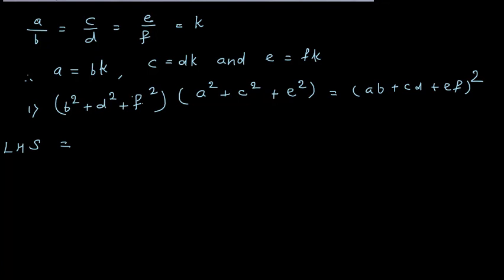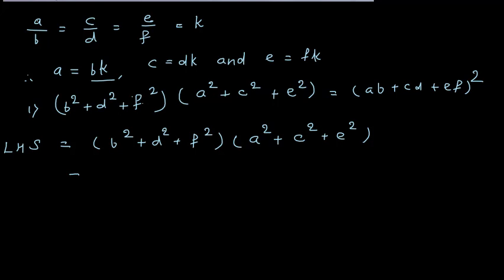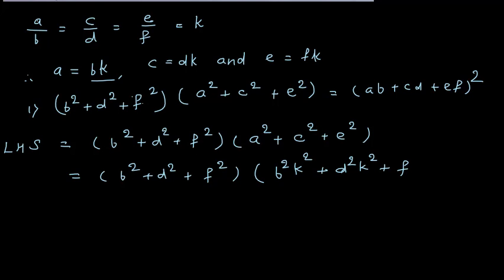Your LHS is B square plus D square plus F square into this A square plus C square plus E square. Now the value of A we can write as BK. So this will become B square plus D square plus F square, it will remain as it is, and here this A square I will write as B square K square, plus this I will write as C square. C square can be written as D square K square, and E square can be written as F square K square.